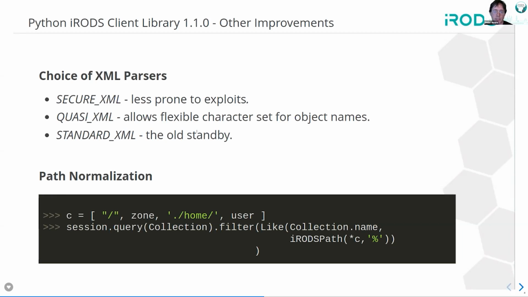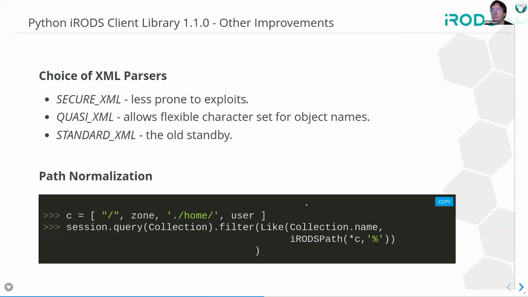Another new feature is path normalization. This started with a request for a particular issue: don't keep the ending slash on a collection. That's important when you're querying, because the string has to match exactly, right?